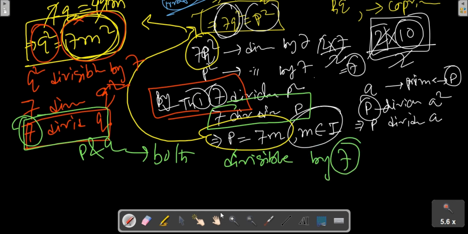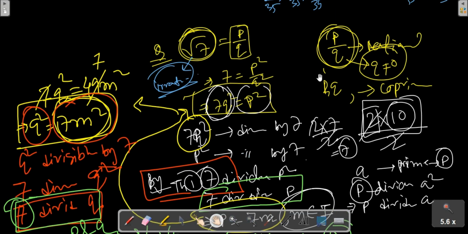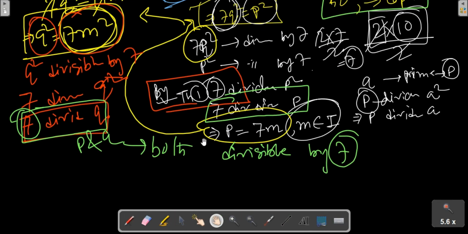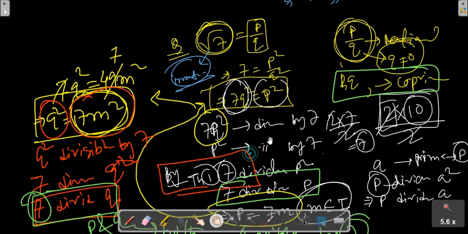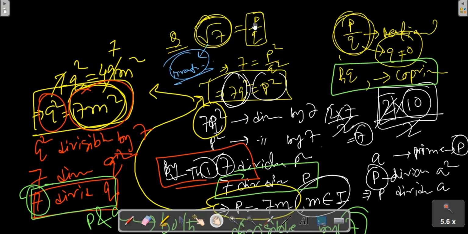They are having a common factor. So this assumption was wrong, because I told you earlier that p and q should be co-prime, so they should not share any common factor. But at the end of the sum, we got that they are both divisible by 7. So both have 7 as their factor. So here p and q are not following the law held by rational numbers.